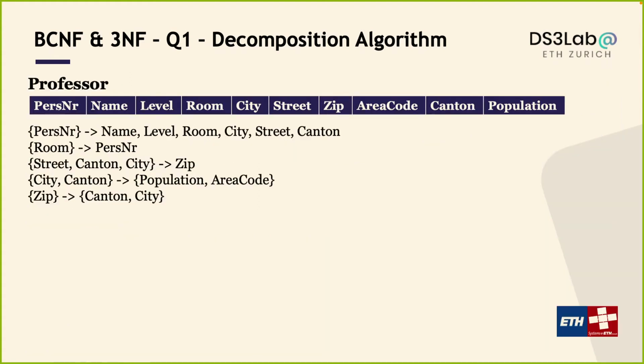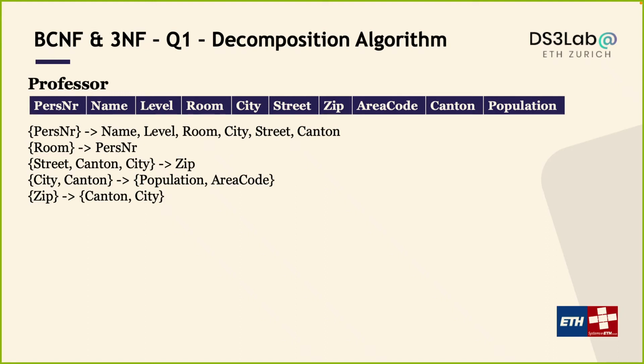Now let's look at one example and think about how that algorithm is going to perform on it. Now I have this huge relation that contains a whole bunch of different pieces of information mixed together. So I have the professor number, the name, the level, the room, right? The city, street, zip code, area code, country, and population of the country for whatever reason. I put them all into one big relation. Okay?